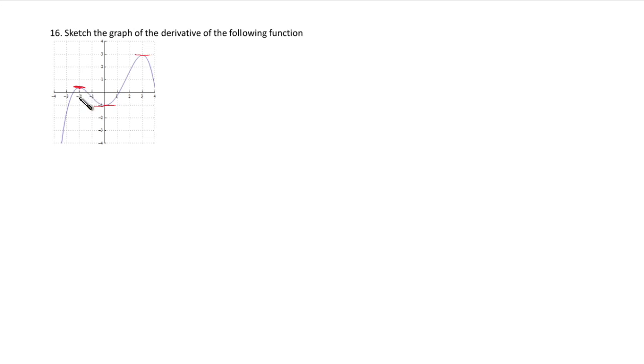So at negative 2, at 0, and at 3, those three are the places where the derivative would be equal to 0. So here's negative 2, 0, and positive 3. Those are the places where the derivative will be 0. So I'm going to put 0, 0. It has to pass through negative 2, 0, 0, 0, 3, 0. The graph of the derivative must pass through these 3 points. That's the important thing.